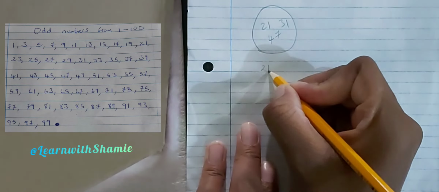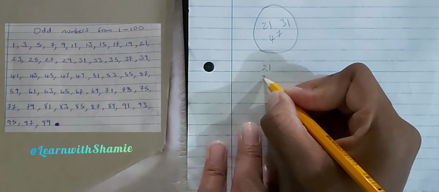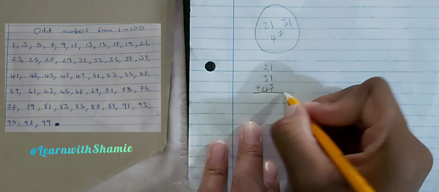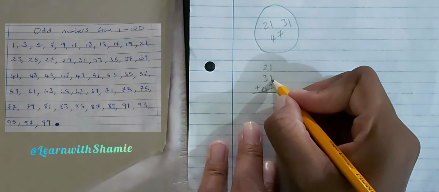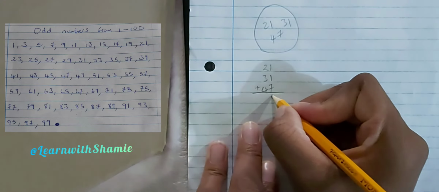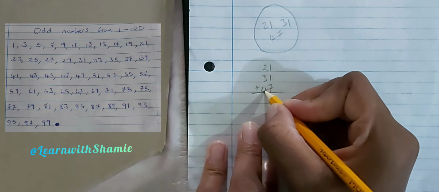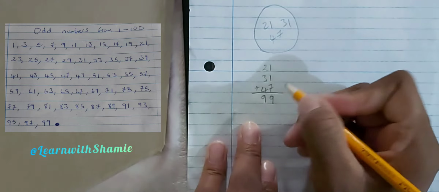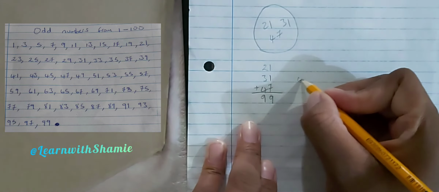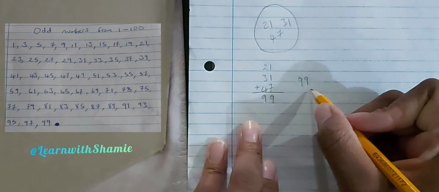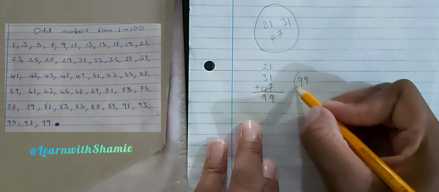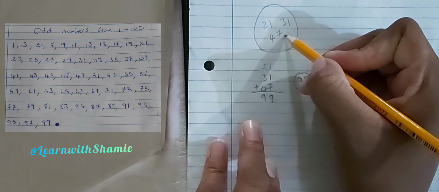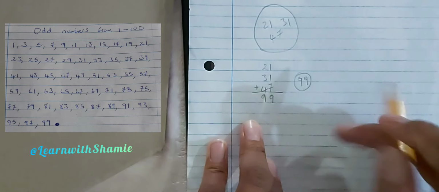So let's add them. 21 plus 31 plus 47. So 7 plus 1 is 8, plus 1, 9. And 4 plus 3 is 7, plus 2 is 9. So 99 is our answer. And 99 is an odd number. So the sum of an odd set of odd numbers is always odd.